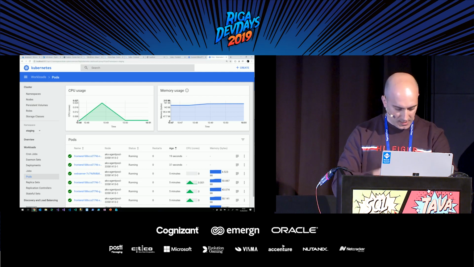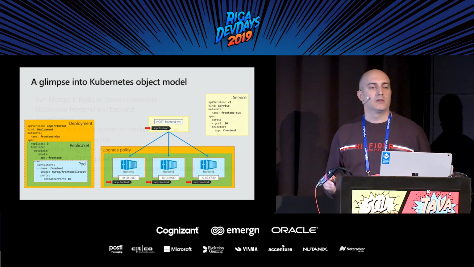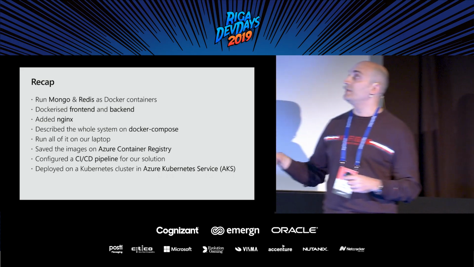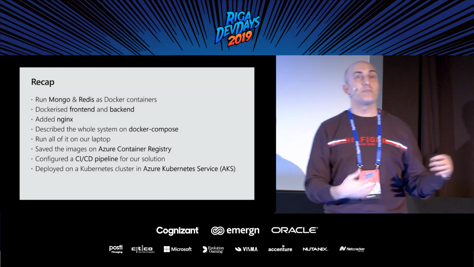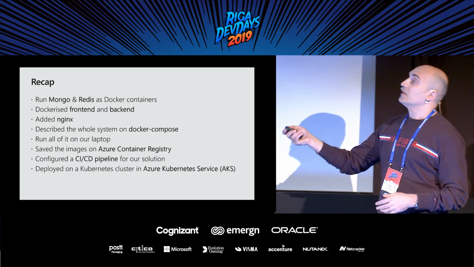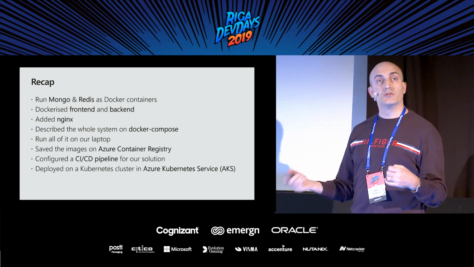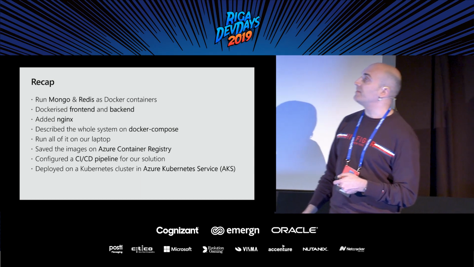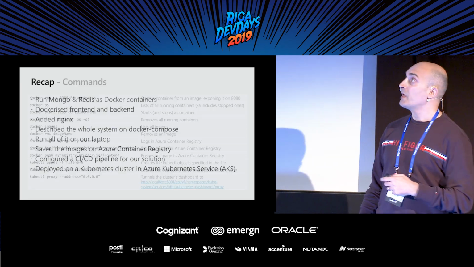Cool. I think that the time is over. So let me just recap quickly what we've done. We managed to Dockerize the front end and back end, add Nginx, and run them together with Mongo and Redis on my machine without installing pretty much anything on my machine apart from Docker. We saved the images in Azure Container Registry through a CI pipeline, and then we used a release definition to push our system in its entirety to Azure Kubernetes Service, and we even managed to have a look at the dashboard.